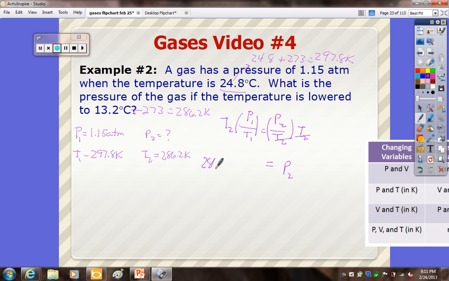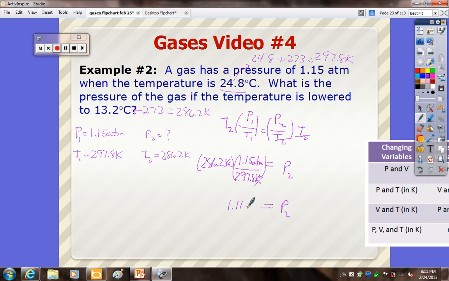286.2 Kelvin. And notice you should always write in your units. This is to ensure that they cancel out and that the units are properly matching each other. So in this case, my Kelvins will cancel each other out. So I have 286 times 1.15 divided by 297.8. You want to try that out in your calculator, and you get a number of 1.11 atm.